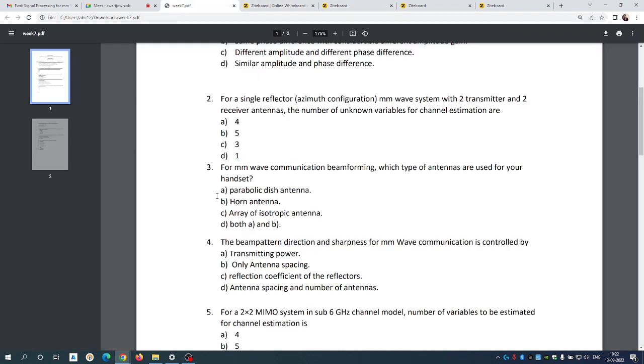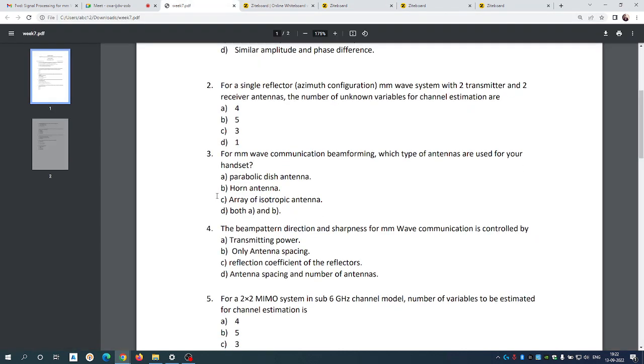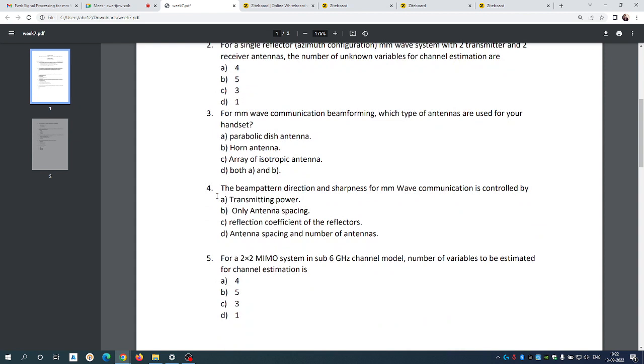So let us go to the fourth question. The question is, the beam pattern direction and sharpness for millimeter wave communication is controlled by what? The first option is transmitting power, the second option is only antenna spacing, the third option is reflection coefficient of the reflectors, and the fourth option is antenna spacing and number of antennas.